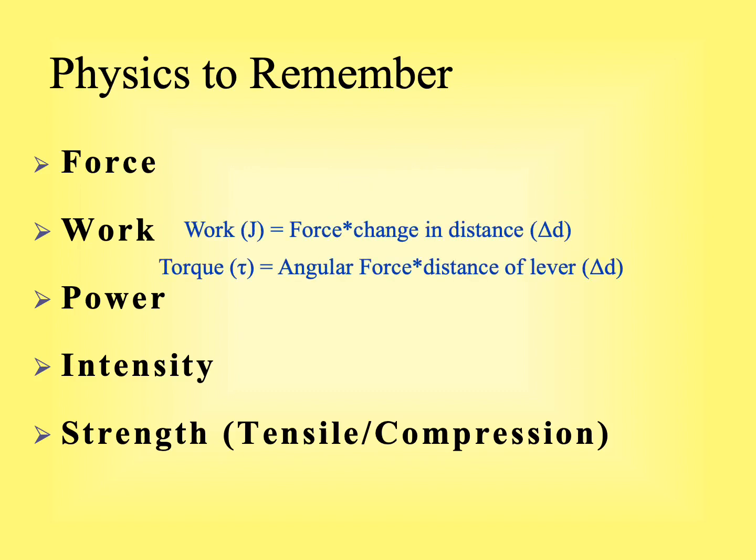Work. Work is the force being produced over a given distance. Now, once again, since we're not moving linearly, we're moving rotationally, angularly, we have to change that from work to torque. And so torque is the angular force that's coming into play times the distance lever arm, that is the length of the limb that's moving. And this is where longer limbs will end up producing more work, more torque, than shorter limbs, simply because of the distance lever arm that comes into play.